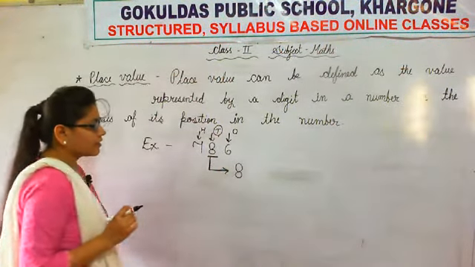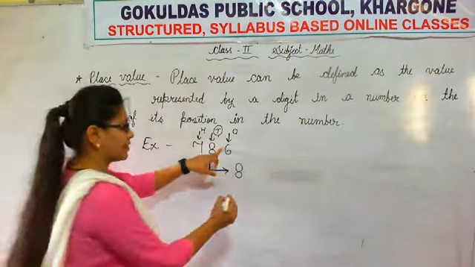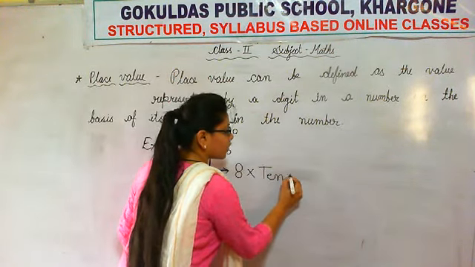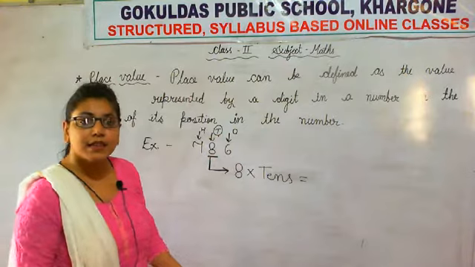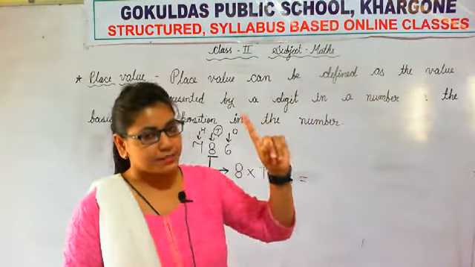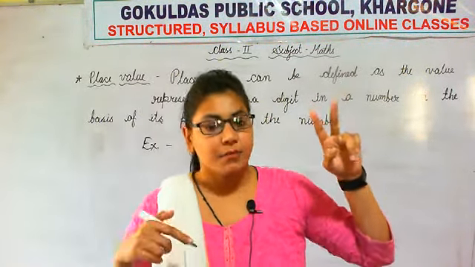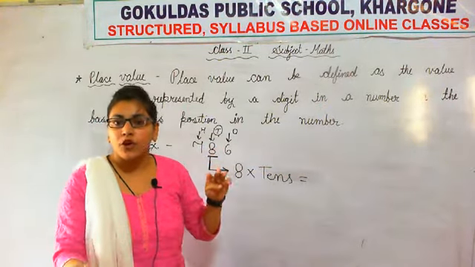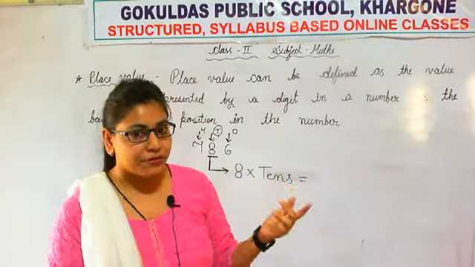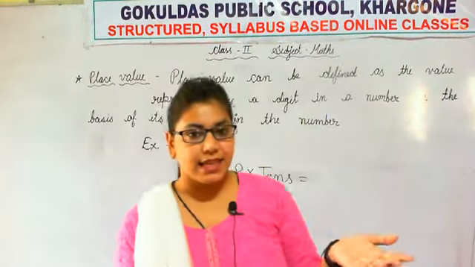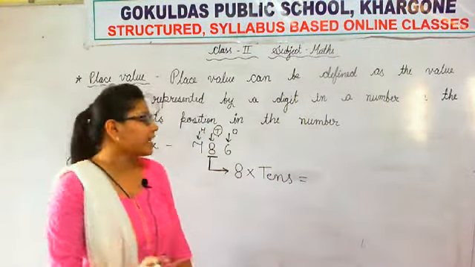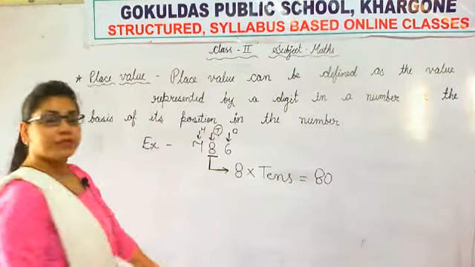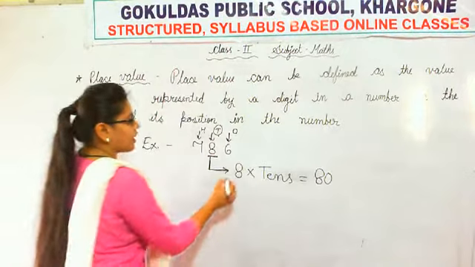Or we can understand it like this also. How many tens? 8 tens. So 8 tens means 1 ten is 10, 2 tens 20, 3 tens 30, 4 tens 40, 5 tens 50, 6 tens 60, 7 tens 70 and 8 tens 80.